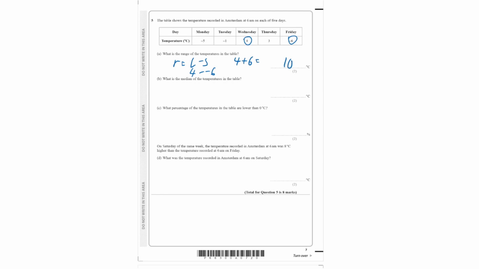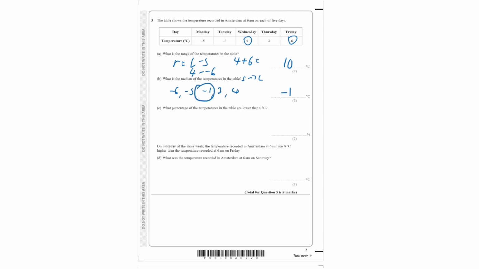What is the median of the temperatures in the table? Now, when dealing with median, we actually have to arrange them in ascending order. That means smallest to largest. So smallest, we have negative 6. Then we have negative 5. Then we have negative 1. Then we have 3. And then we have 4. Now, median is the middle, which is negative 1.